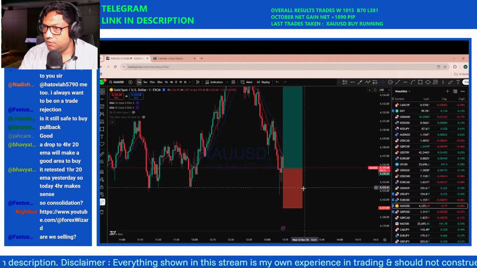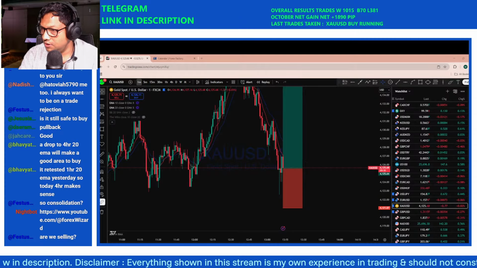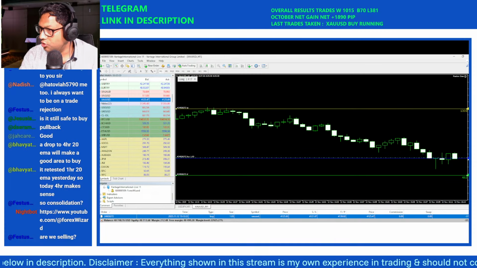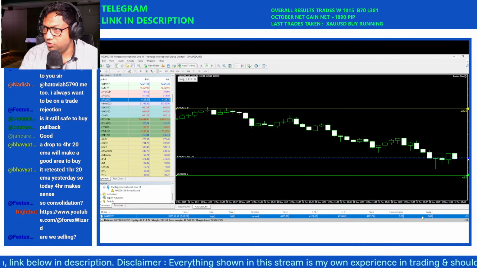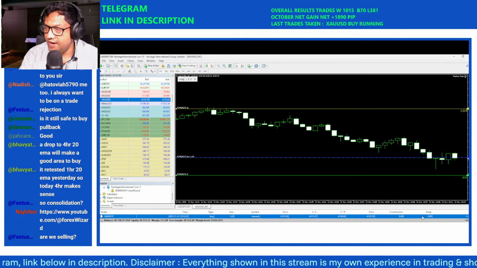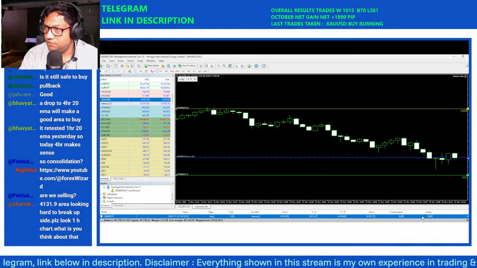Now adjusting the stop loss as the market shows up. If it breaks this swing low, we will be exiting this trade with the minimum stop loss, and then we'll be waiting for the re-entry. That's the secret.